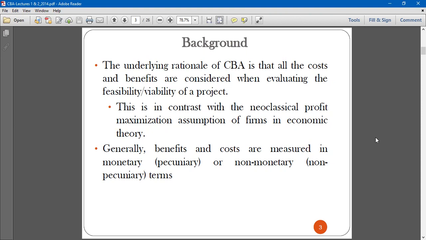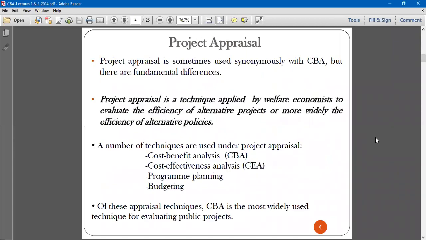Something like, assuming the state wants to embark on a project that will foster harmony. How do we actually measure harmony? We can't put a value on harmony, but then we have to add all these externalities to the cost and the benefit, the monetary one. So that is what CBA tries to do.